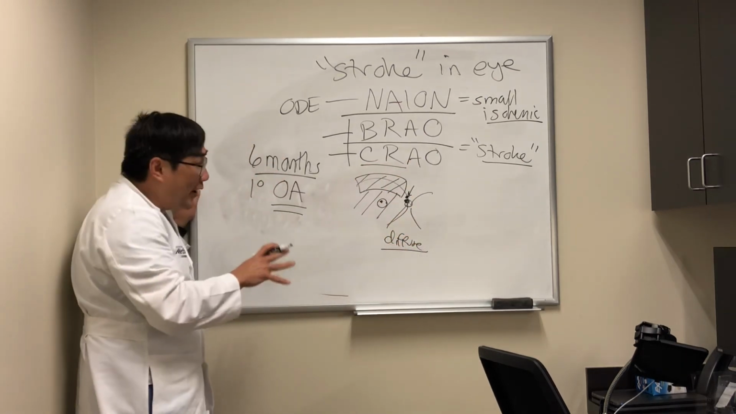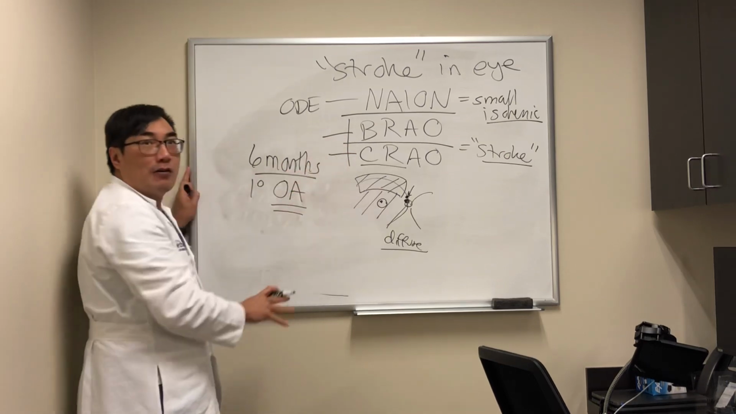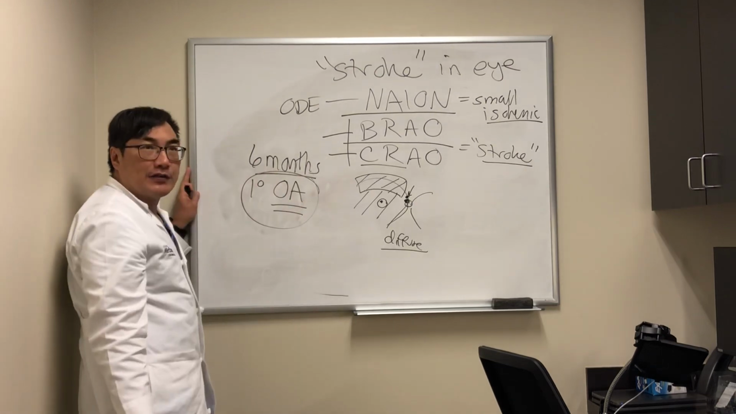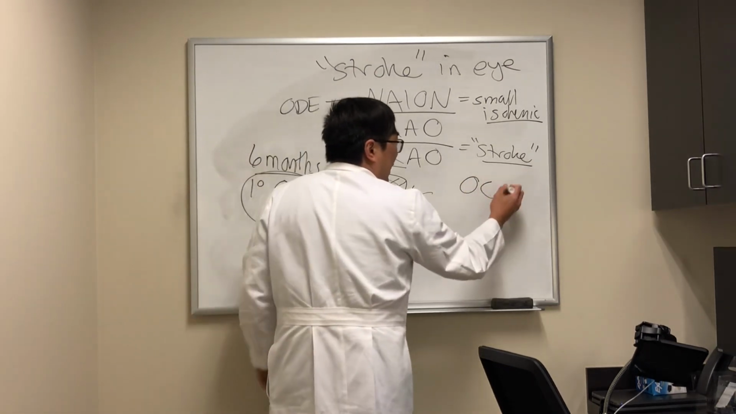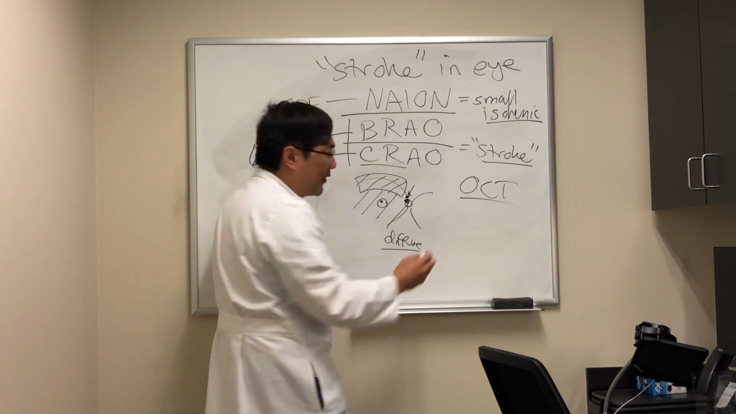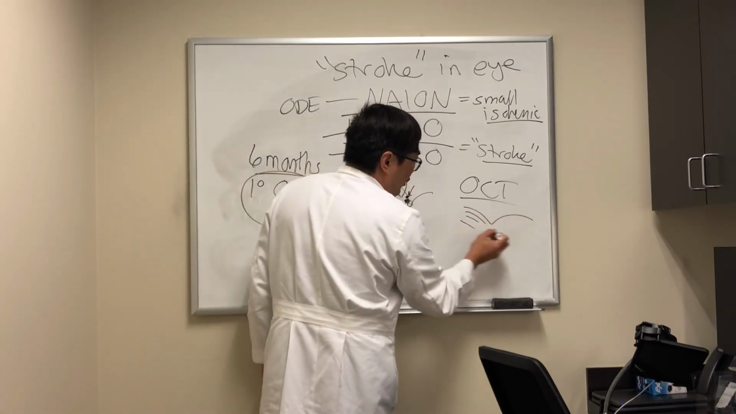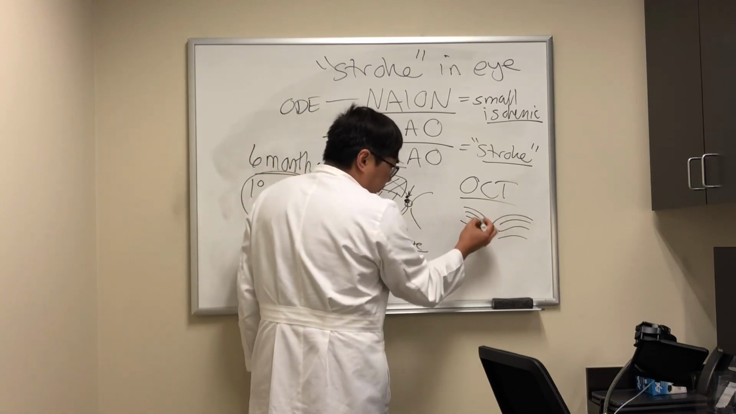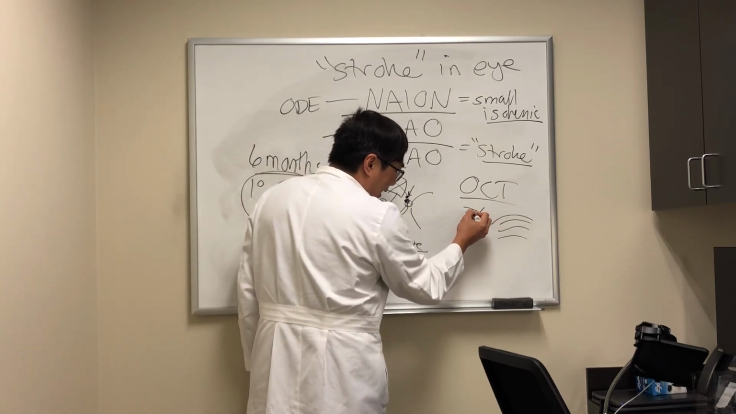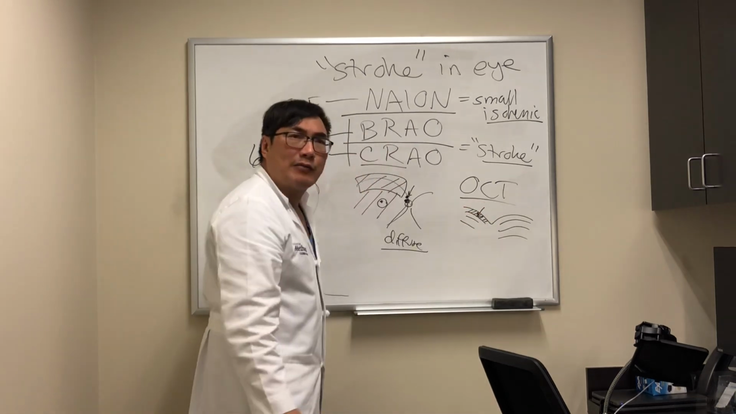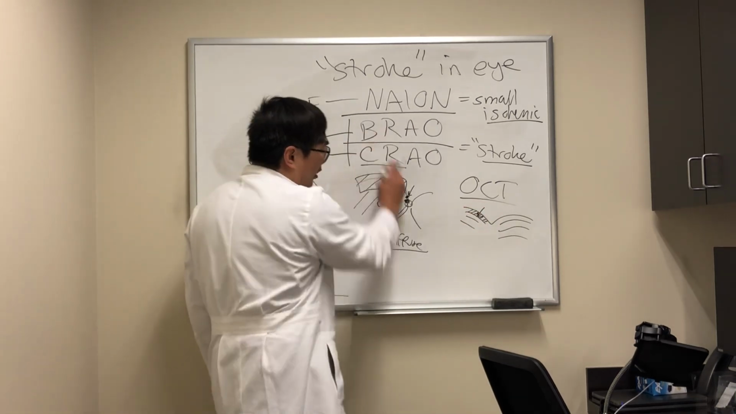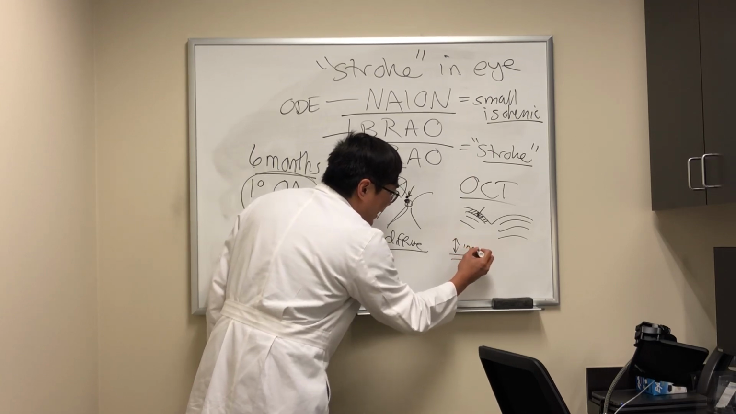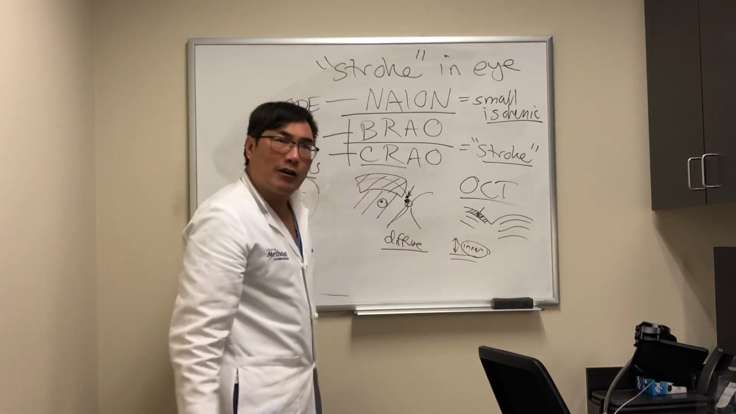And so the way to differentiate the old BRAO, old CRAO from old NAION in a patient who has optic atrophy is to do OCT. And as you know, optical coherence tomography gives us a very beautiful picture of the layers of the retina. And if in the fovea, we can see that in NAION, we're only losing the nerve fiber layer and the retinal ganglion cell. But in a retinal artery occlusion, we're going to lose all of the inner segments, which are supplied by the retinal artery.